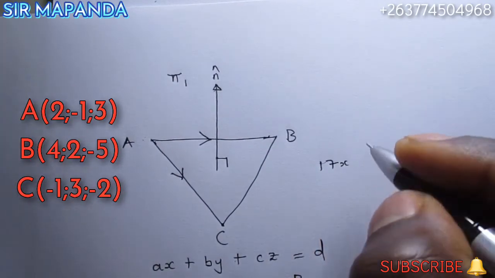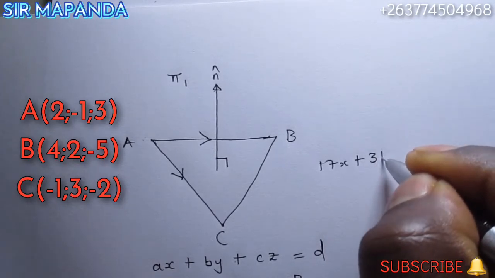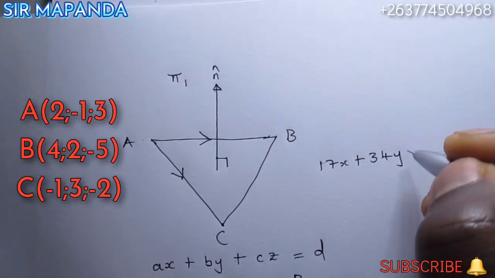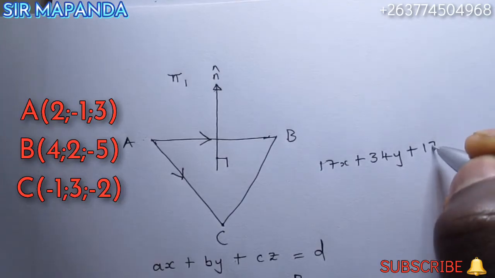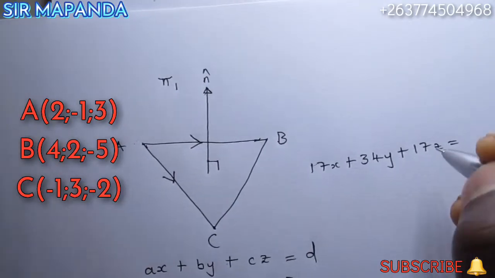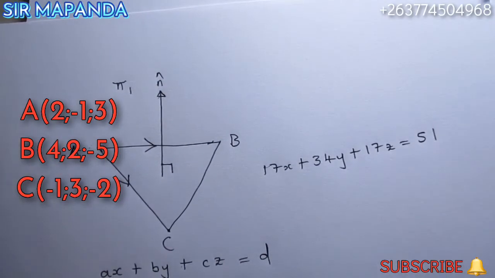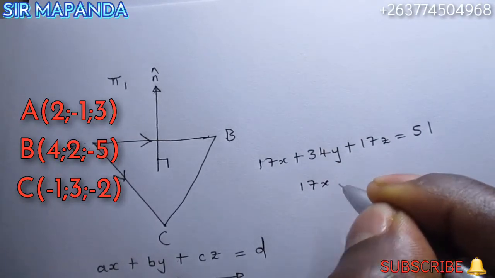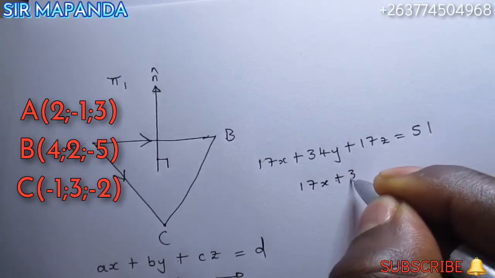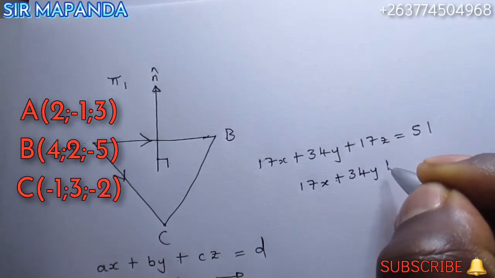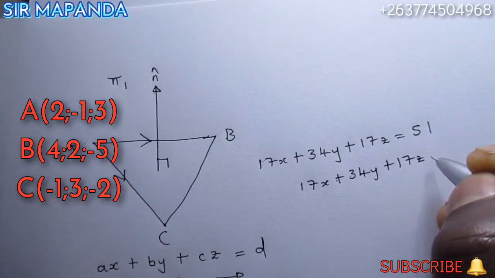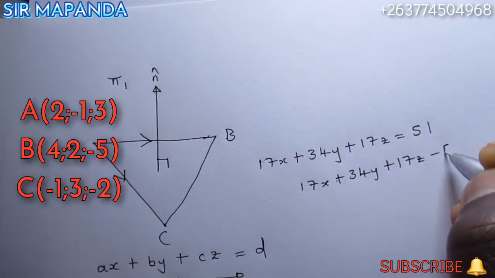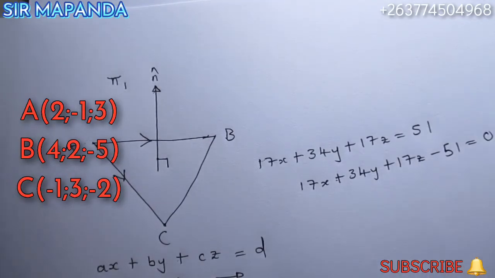17x plus 34y plus 17z is equal to 51. Or you can write it as 17x plus 34y plus 17z minus 51 is equal to 0.